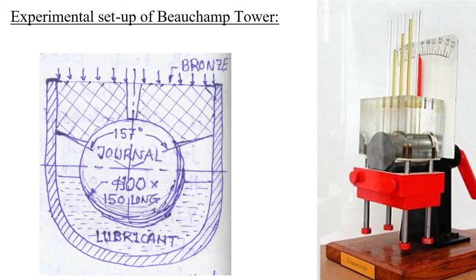So here you see this hand wheel which was used to rotate this journal. This is the bearing here. And he obtained pressure at various locations. You see, these are some manometer tubes connected on this housing. The load part is this one, some load is supported here.